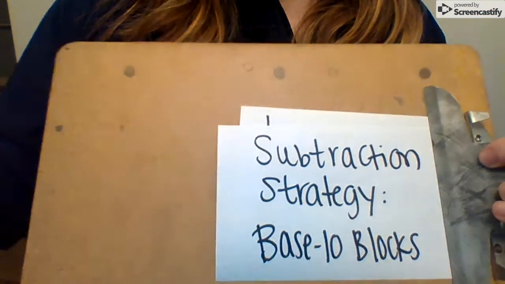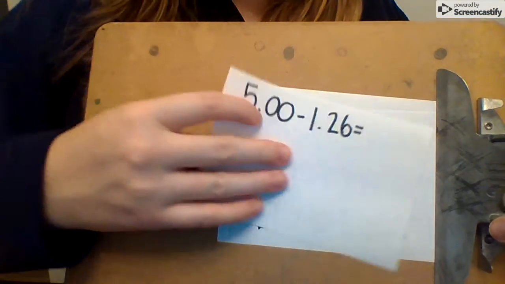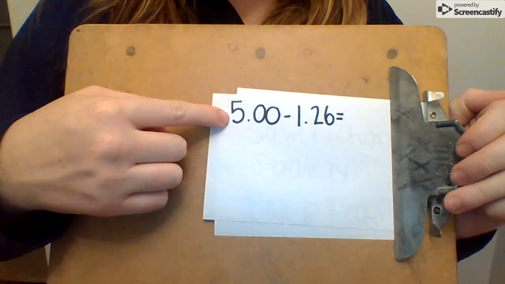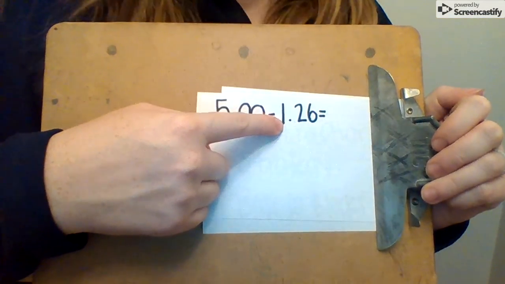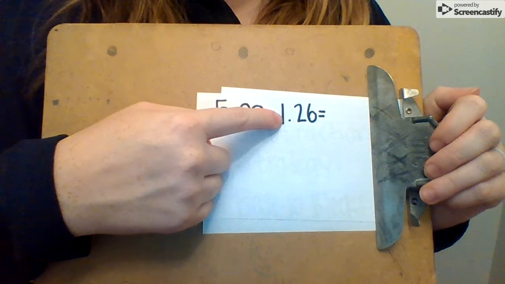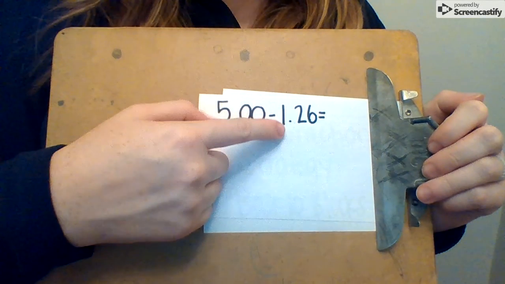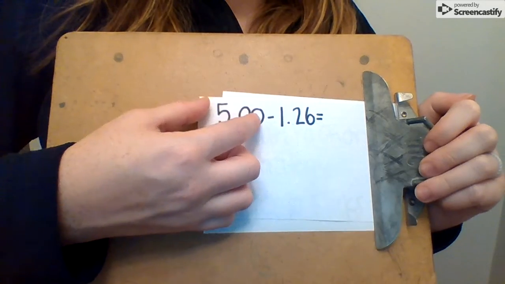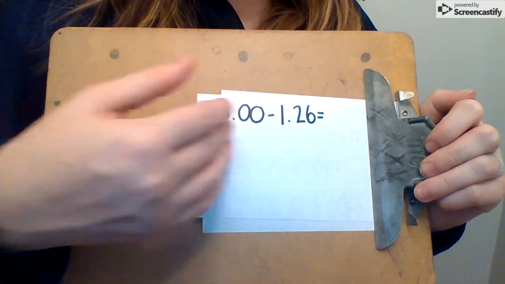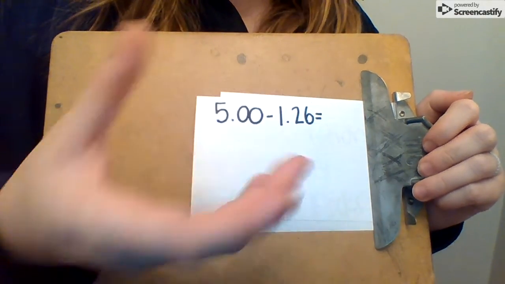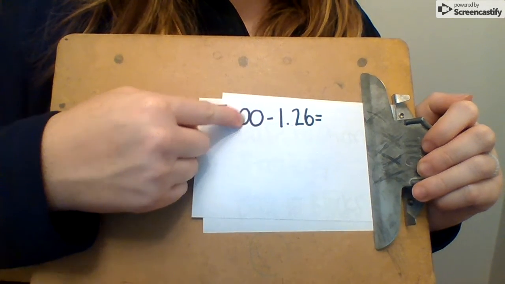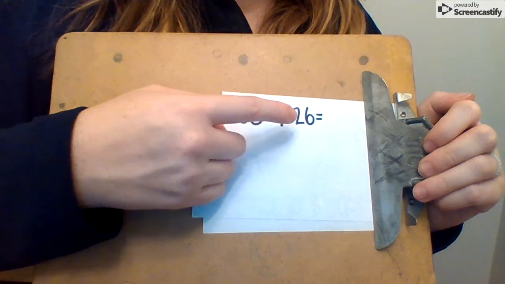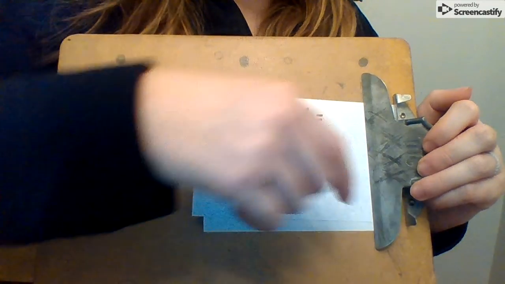What we're going to do is subtract with base 10 blocks. So we are going to take the $5 that we gave the cashier and we're going to take out the $1.26 that we used to pay for the cookie. So remember, we're not drawing $5 and $1.26 because we're not buying two items here. We're not putting the cost of two items together.